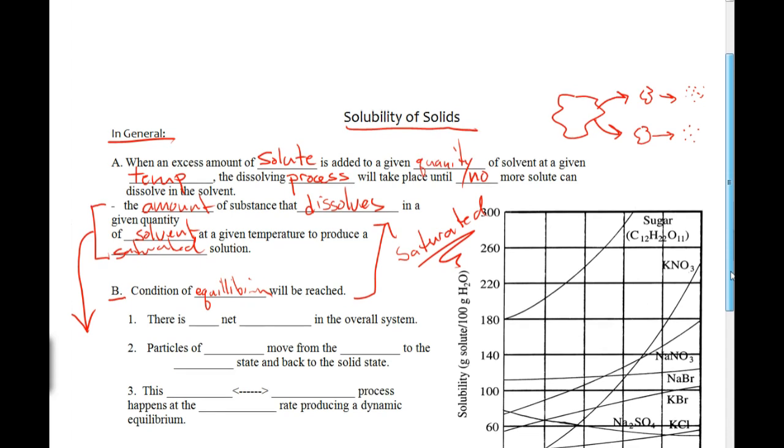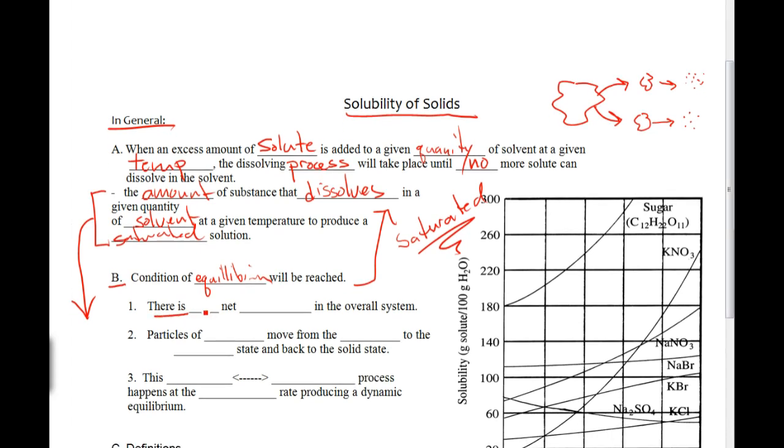And it's going to say that there is no net change in the overall system. If you took 2 steps back and 2 steps forward, you had gone somewhere, but your overall change is nothing. All right, so here we go. Number 2, particles of solute. Now remember, in our example, solute is sugar.